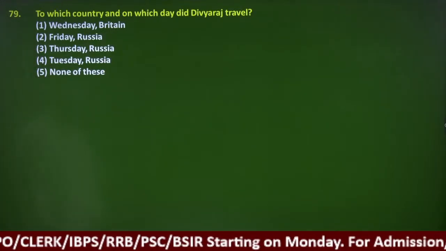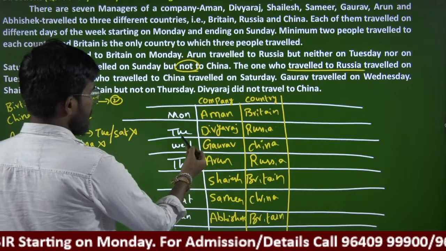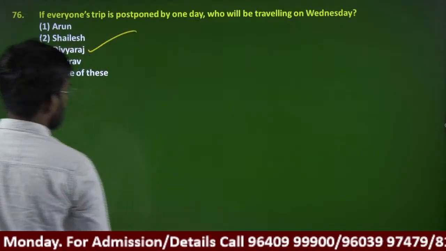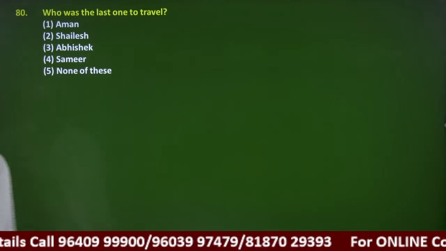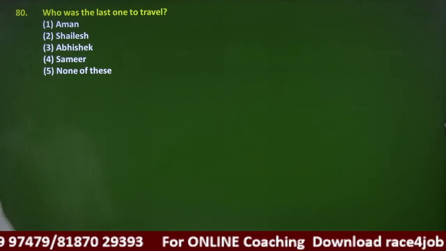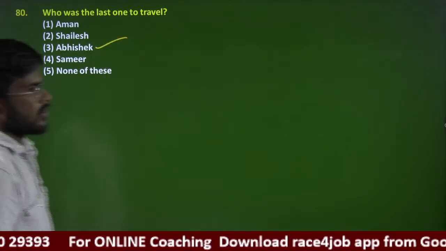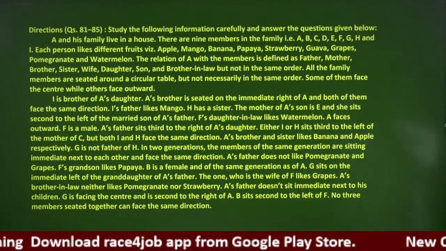To which country and on which day does Divya Raj travel? Divya Raj is traveling on Tuesday and travels to Russia. Who was the last one to travel? The last one is Abhishek, because he travels on Sunday. Okay, let's see the next problem.